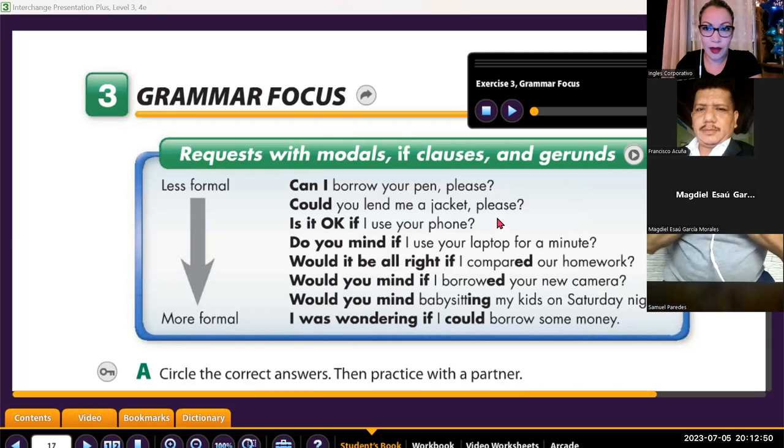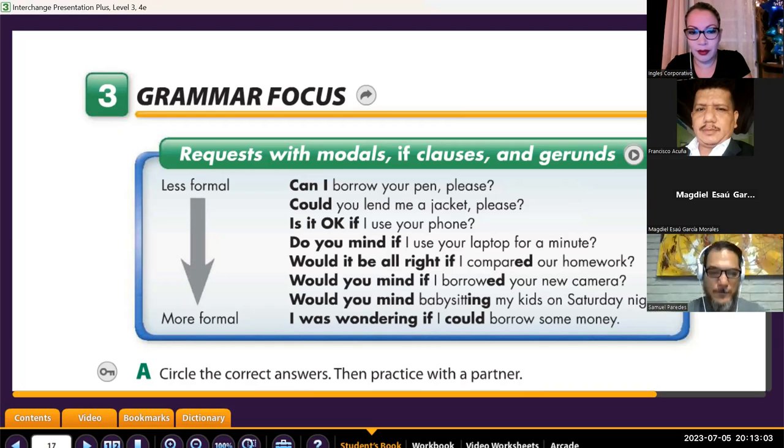All right, do you have any questions? ¿Preguntas? What does it mean, babysitting? Babysitting es cuidar niños. Okay. Es el cuidar niños, bebés.